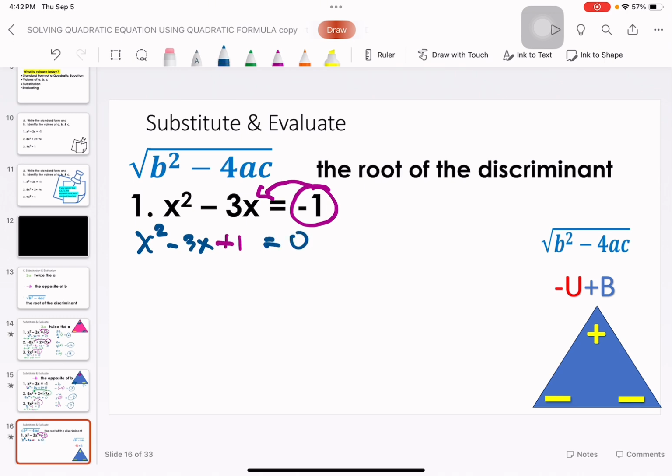Okay, next is identify the ABC. So, our A is 1, kasi wala tayong nakikita na nasa tabi ng x squared. Okay? B is negative, sige, ibang color na lang. Gawin natin itong blue. Blue for B is negative 3. And for C, which is positive 1. Ngayon, kapag na-standard form na at nakuha natin ang ABCs, we are now ready to substitute.